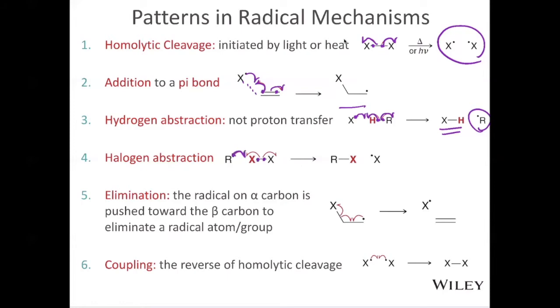So this electron plus one of the bonding electrons forms a new sigma bond here, and then that electron hops onto the X, and we're left with this new R-X bond and an X radical.